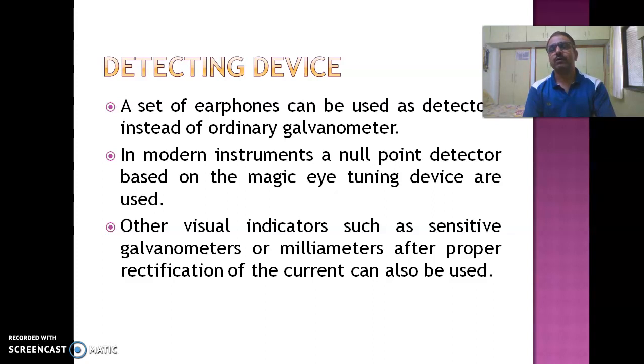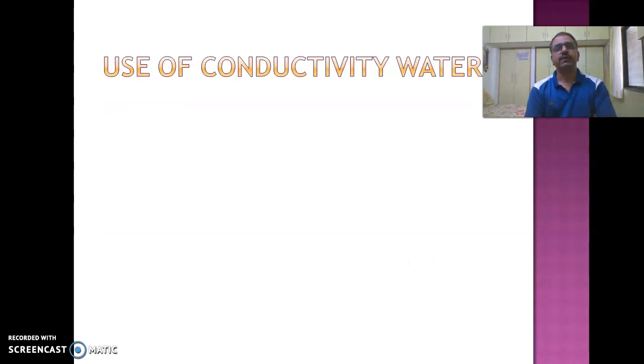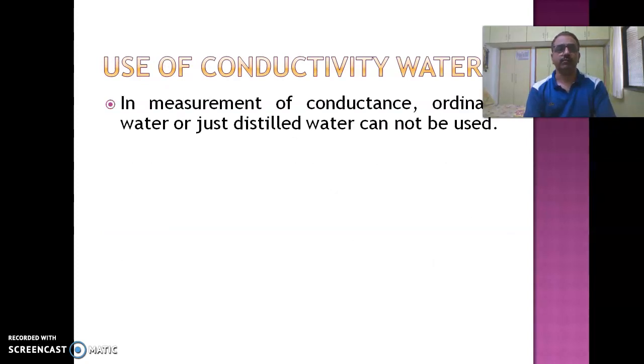If the resistance created by ions is very low, then you cannot use ordinary galvanometers. Instead of that, you can use sensitive galvanometers or milliammeters, but you have to rectify it after amplification. Or generally, the Magic Eye tuning device may be used for detecting the conductance values. Next one is very important, that is conductivity water.